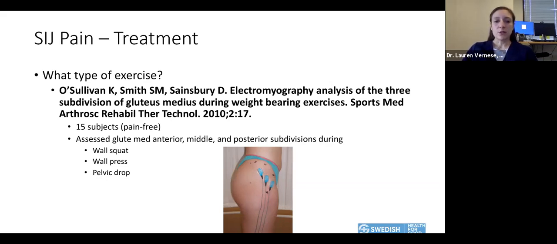So this was a study done in 2010 on 15 subjects that were actually pain-free, so they did not have any sacroiliac joint pain or dysfunction. And they were looking at commonly prescribed exercises to see how well they activated the gluteus medius muscle, and also their different subdivisions. So the gluteus medius muscle has an anterior, middle, and posterior aspect of it.